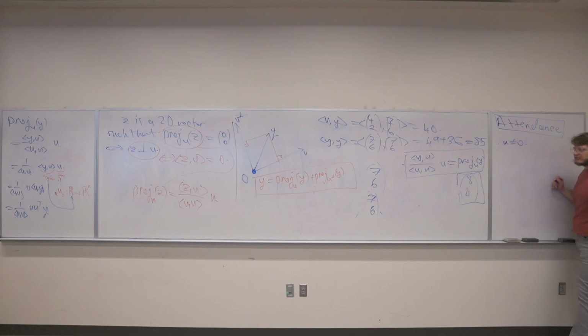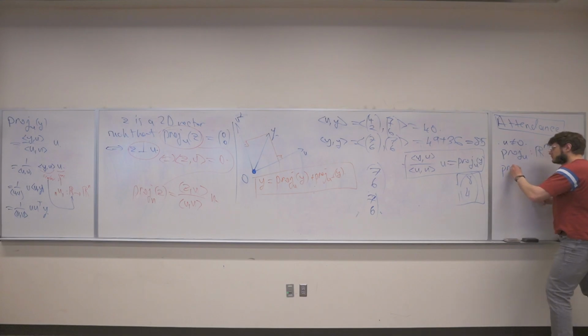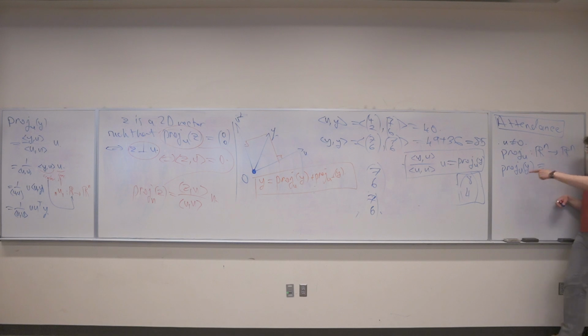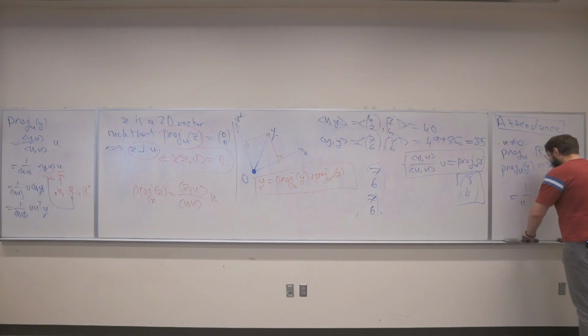You need to start with a non-zero vector. Rn to Rn, right? That's a linear transformation. The first formula is this: y against u divided by u against u times u. Or you can think of it as that matrix product. I'll write it like this: 1 over u norm squared, u transpose times v times y.